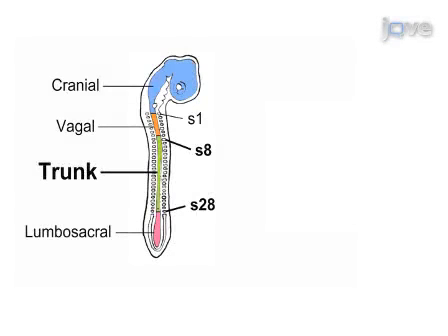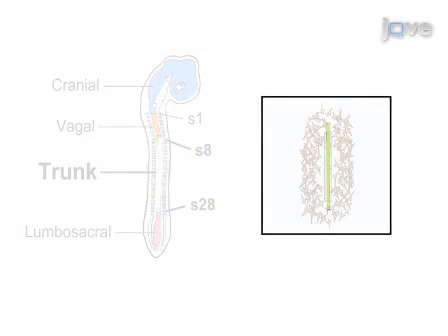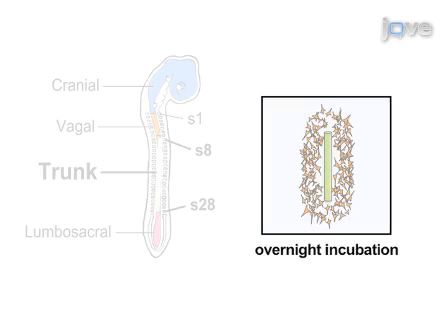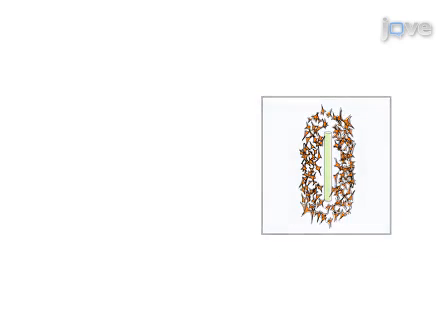This is accomplished by first isolating trunk-level neural tubes between roughly 8 and 15 somites in length, and culturing each of the neural tubes overnight on separate fibronectin-coated cover slips to allow for neural crest emigration. Next, an optimal neural crest culture is selected.